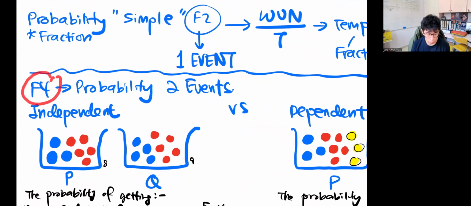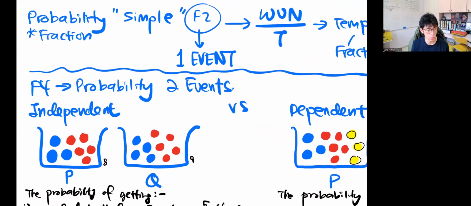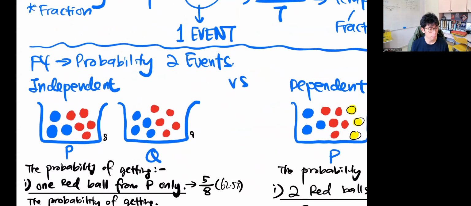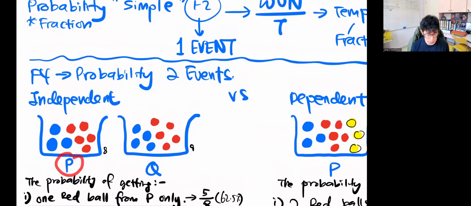So under Form 4, in our probability, you have 2 events. When you are in maths later, of course you have more events. Okay, we have 2 events only. So over here, we have box P and box Q, everybody. Box P and box Q. So this kind of situation, we name it as independent.